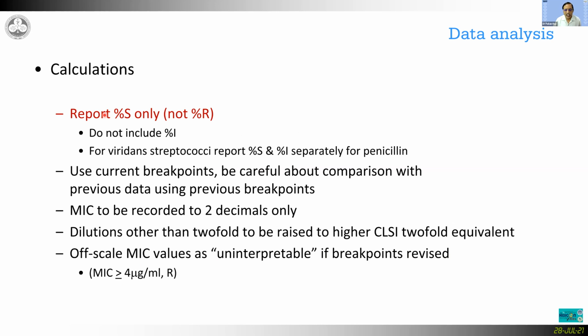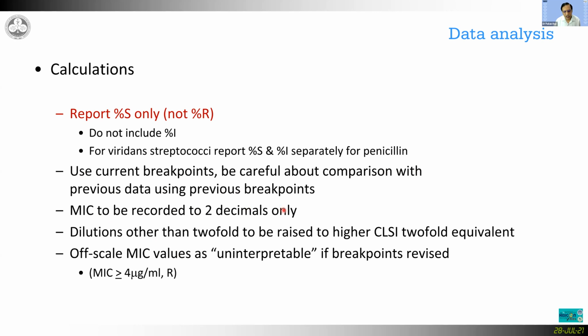Calculations: report percentage sensitive only, do not report percent resistant. And as we have already discussed, do not include percent intermediate. Use the current breakpoints; sometimes the breakpoints are revised. For example, I have data which includes fluoroquinolone breakpoints which were subsequently changed about a couple of years back. So when I have to compare old data with new data, be careful about the comparison unless you have updated the old data with the new breakpoint guidelines. So you have to update it using the newer guidelines.